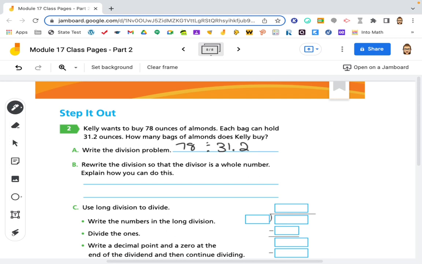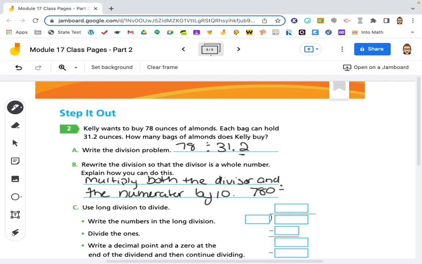Well, my divisor has a 10. I need to multiply by 10 in order to make that a whole number. So I'm going to multiply both the divisor and the numerator by 10. So I'm going to get 780 divided by 312.